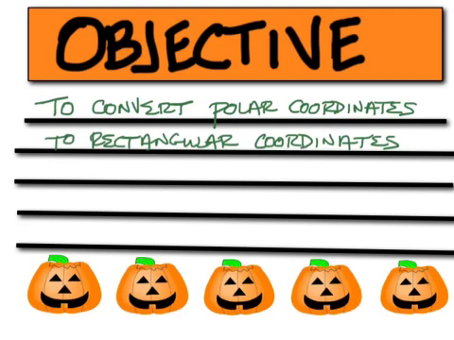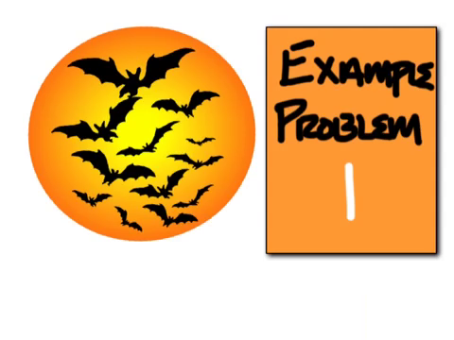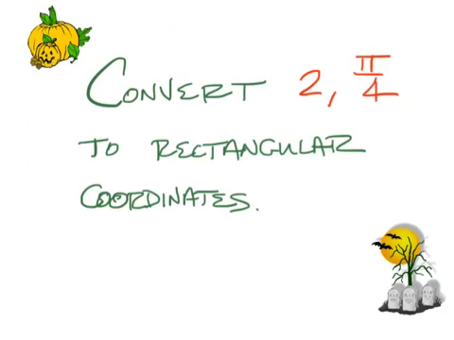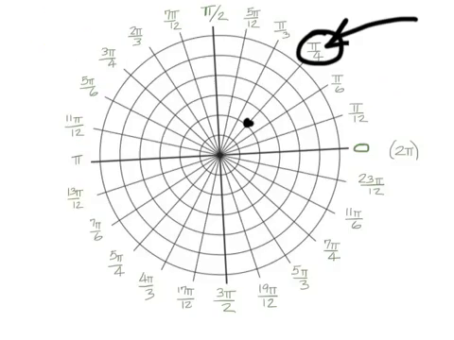All right, for today, to convert polar coordinates to rectangular coordinates. Example number 1. Convert 2 and pi over 4 to rectangular coordinates. So there's the graph. And we have to go to pi over 4 first, because that's what the problem told us to do. Once you do that, you mark off 2. You have to go to the ring that is the second ring out from the center and make a dot.